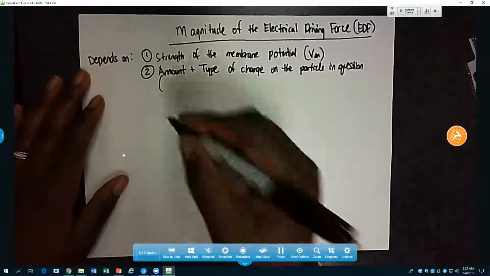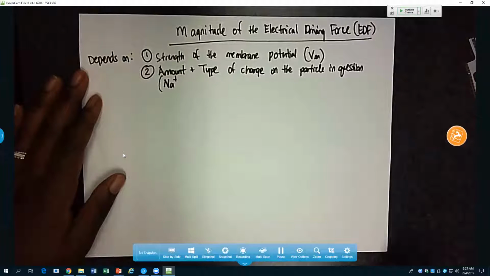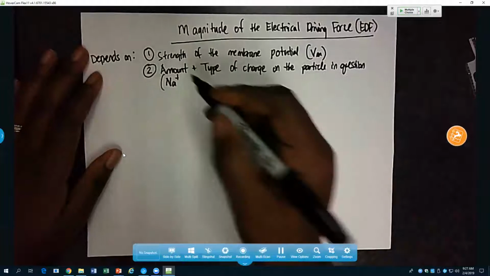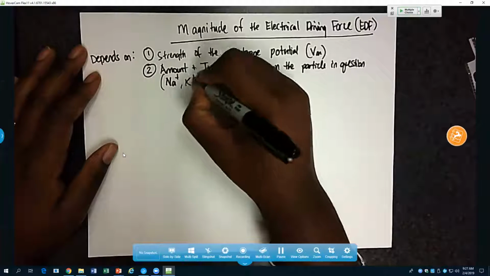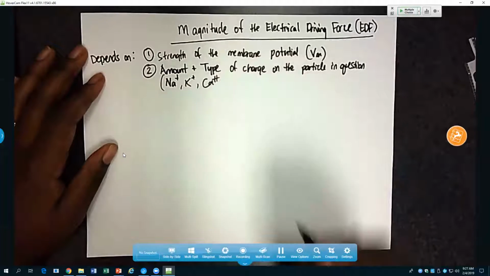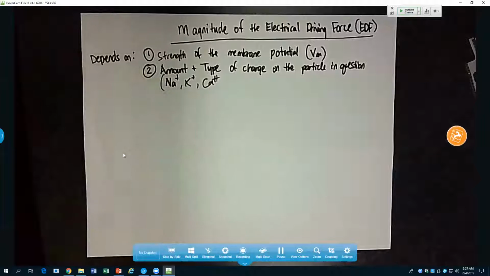Okay? We can have sodium that has a positive charge, and it's a monovalent cation. What do I mean by monovalent cation? Anyone? What do I mean by monovalent? The number of charges, right? So this is a monovalent cation. It has one positive charge. Potassium is also a monovalent cation. Calcium, on the other hand, has two positive charges. Therefore, it's a divalent cation.